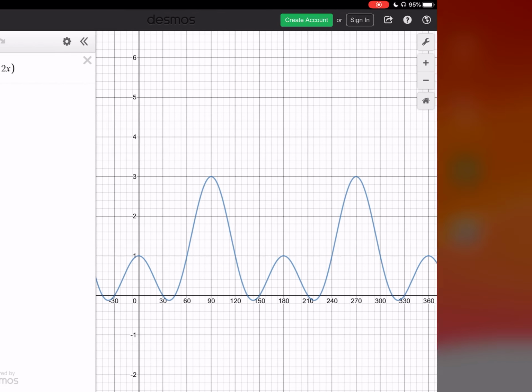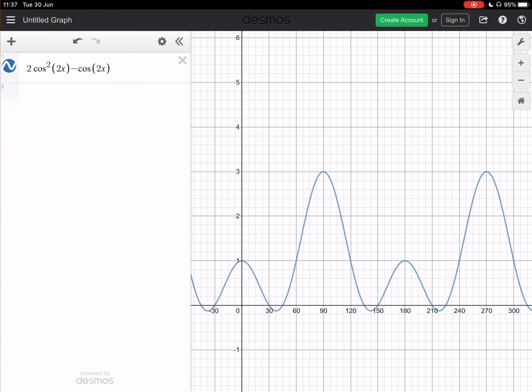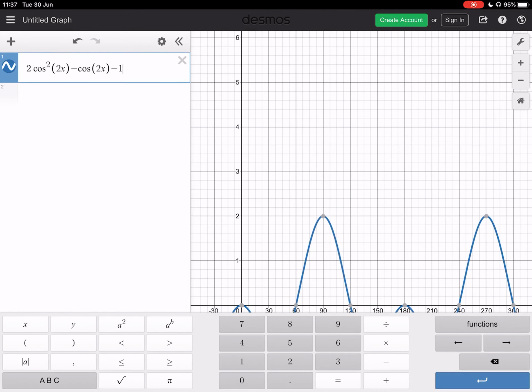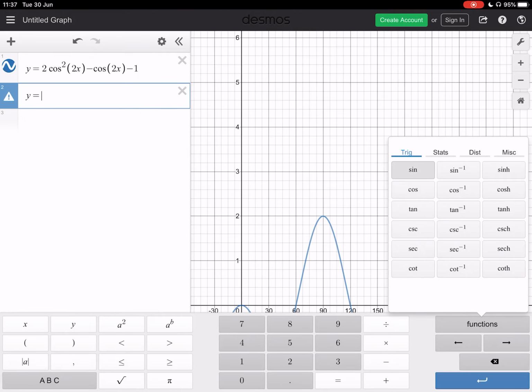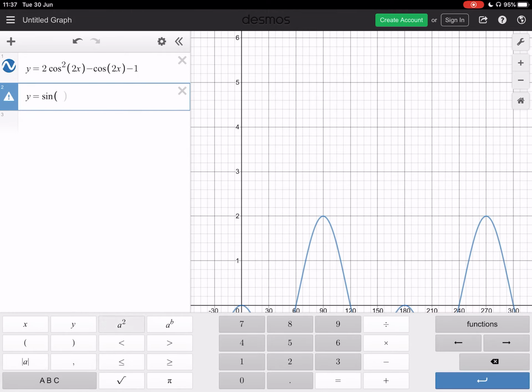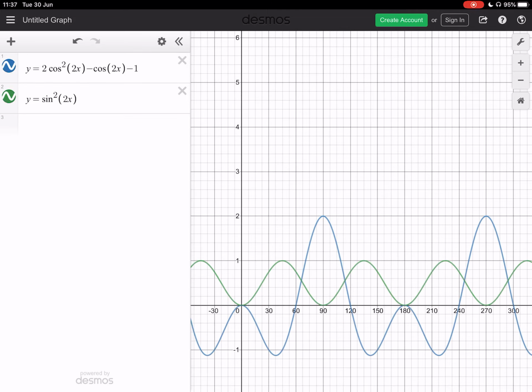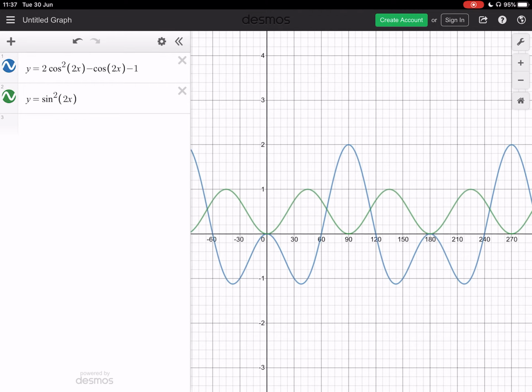And then minus 1, I think, right? Minus 1 equals sine squared 2x. So that's going to be one of my graphs, y equals this. And my other one is going to be y equals sine squared 2x. And remember, we're talking about where these two graphs are crossing each other, because it's these two things being equal to each other. So it's about where they cross on a graph.